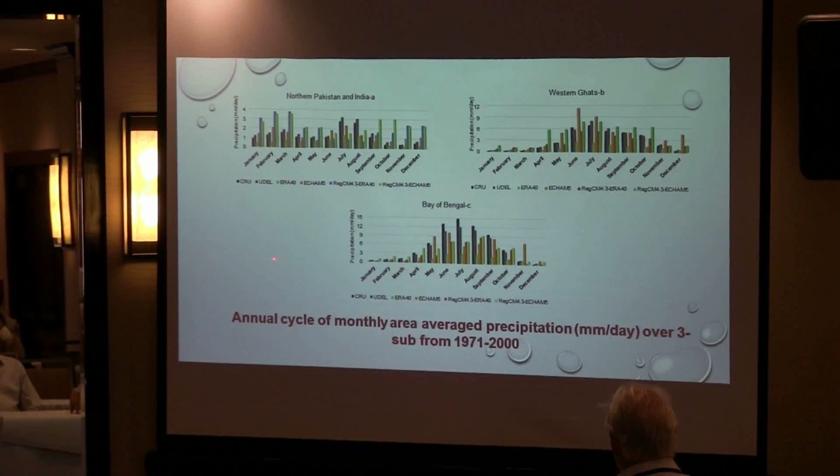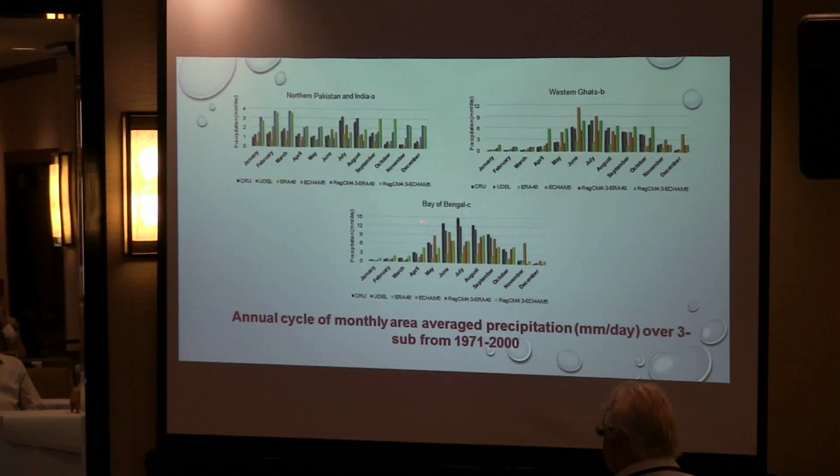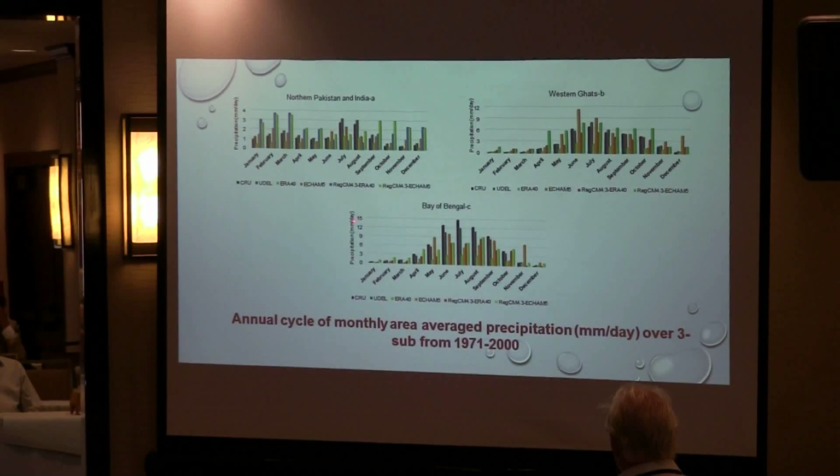But in the case of precipitation, we have some mixed results of dry and wet precipitation seasons. For example, as I explained in earlier slides, the model tends to overestimate the precipitation over the northern part of India.